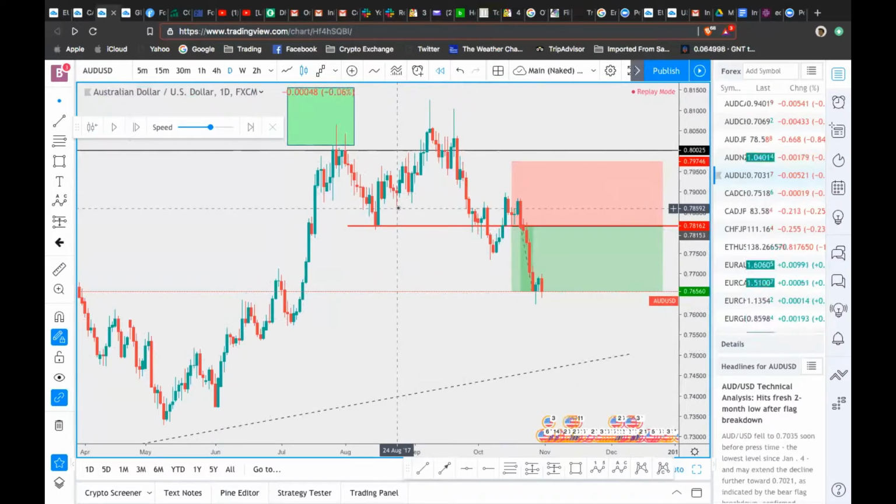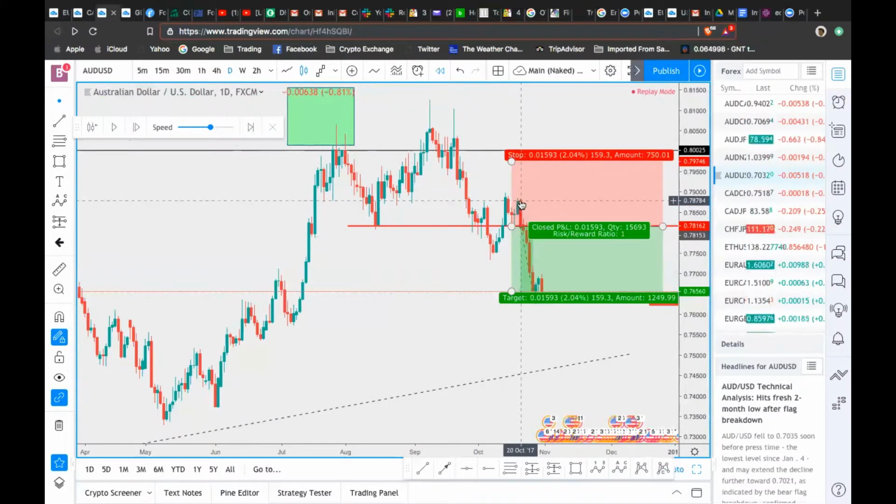Then we come up and we make this high right here. You know what I'm saying? So now it's really intriguing to sell. You could have got in right now on a break and retest. So it broke the structure, it retested, made a double top, and fell.